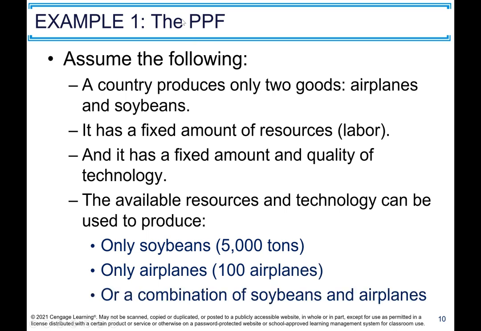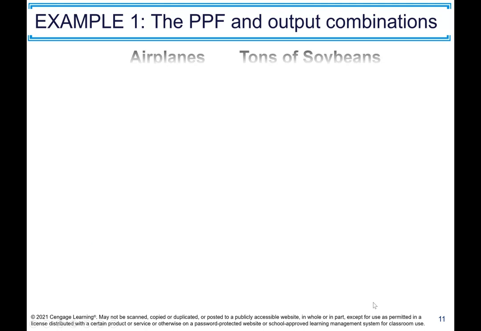Example 1, the PPF. Assume the following. A country produces two goods, call them airplanes and soybeans. It has a fixed amount of resources, call it labor, and it has a fixed amount and quality of technology. The available resources and technology can be used to produce either only soybeans, 5,000 tons can be produced, or only airplanes, 100 airplanes can be produced, or a combination of soybeans and airplanes.